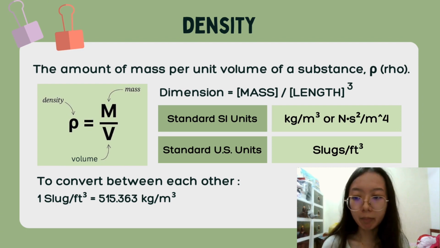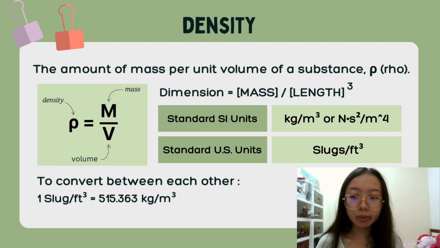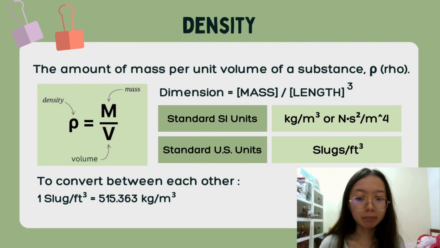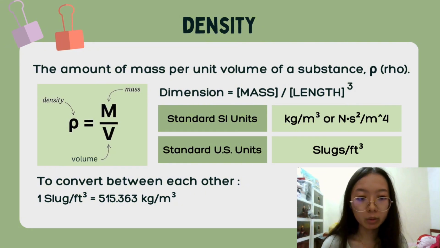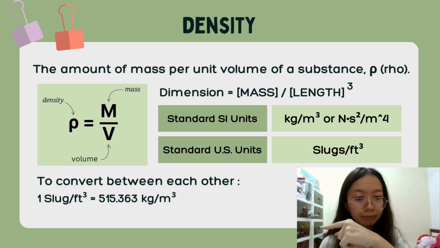So we can see that the formula of density is rho equals mass per volume, and the dimension of density is mass per length cube. There are different units of density in different unit systems, including the SI unit system and also the standard US system. And we can convert between the US system and the SI unit system by substituting the equivalent of each dimension with the values here.